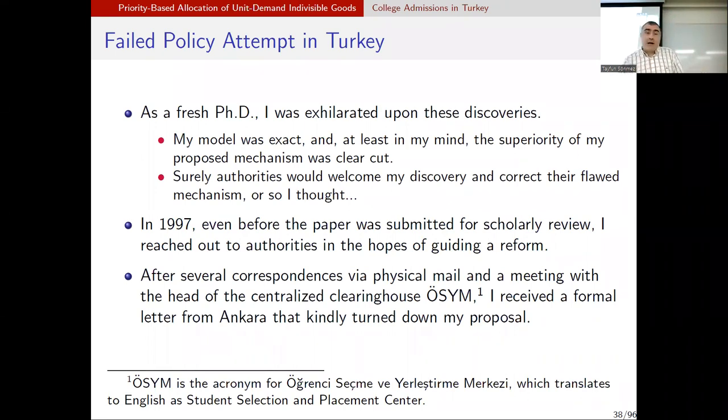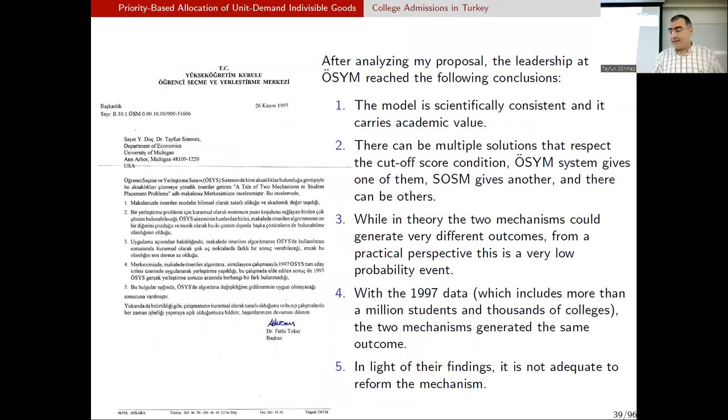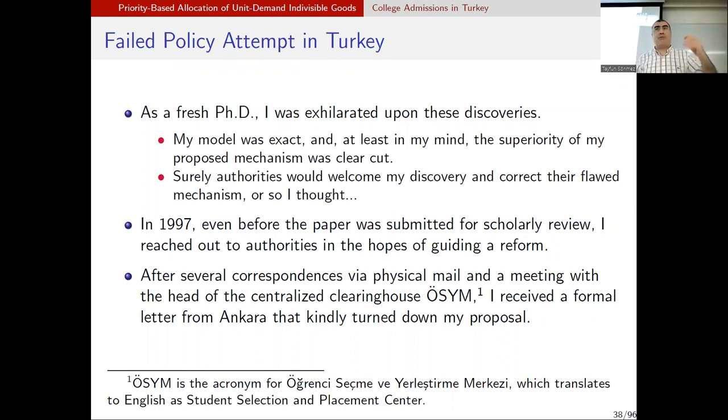But I mean, I was very proud of this paper. And before I submitted this paper for publication, I approached policymakers and said, okay, you gotta change your mechanism.